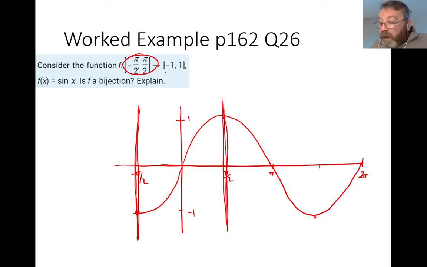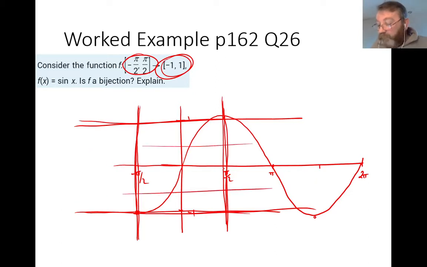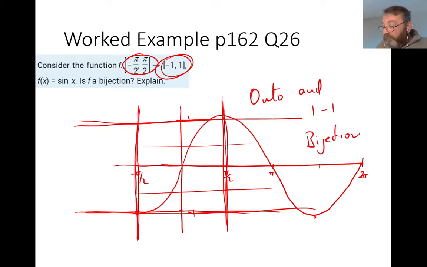What are my boundaries on the y-axis? Minus 1 and plus 1. Okay, so there's my boundaries. Now, I'm focusing in here, all right? Is it a bijection? In other words, are all the y values covered between minus 1 and 1? Yes. And as I move the horizontal line between minus 1 and 1, what happens? It cuts the graph once. Draw a horizontal line there, it cuts it once. Here, it cuts it once. So as I move between 1 and minus 1, all the elements in there are used up, and there's a one-to-one relationship. So it's onto, and it's one-to-one, which means, yes, it is a bijection.